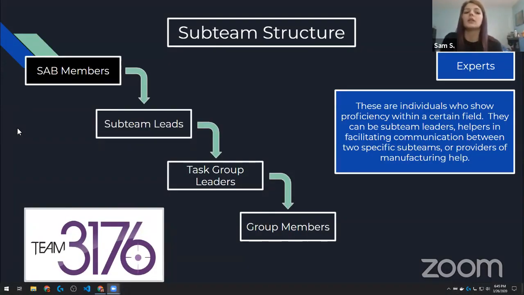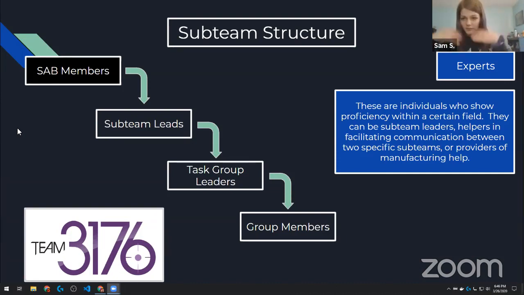A big part of our leadership and structure is the way that our subteams function. We have a process that we go through with delegation and leadership. As I talked about in the last slide, we have our SAB members, and then we have our subteam leads, which are the people like our design, fabrication, electrical, multimedia, business leaders. There are six subteams on our team, so there are six people that fill those subteam lead roles.